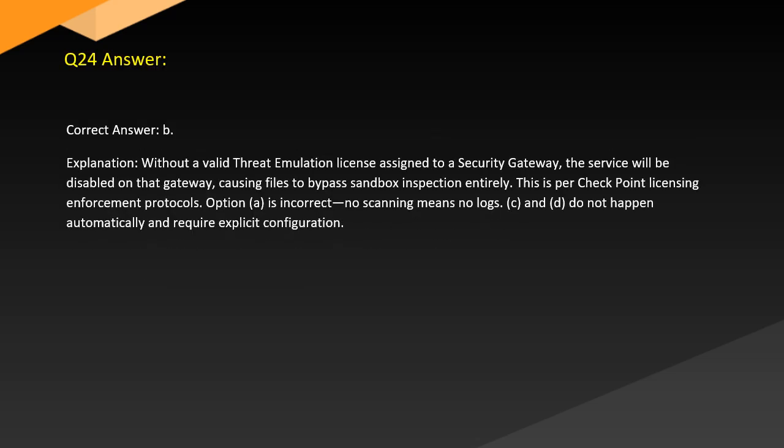Answer. Correct answer: B. Explanation: Without a valid threat emulation license assigned to a security gateway, the service will be disabled on that gateway, causing files to bypass sandbox inspection entirely. This is per Check Point licensing enforcement protocols. Option A is incorrect. No scanning means no logs. C and D do not happen automatically and require explicit configuration.